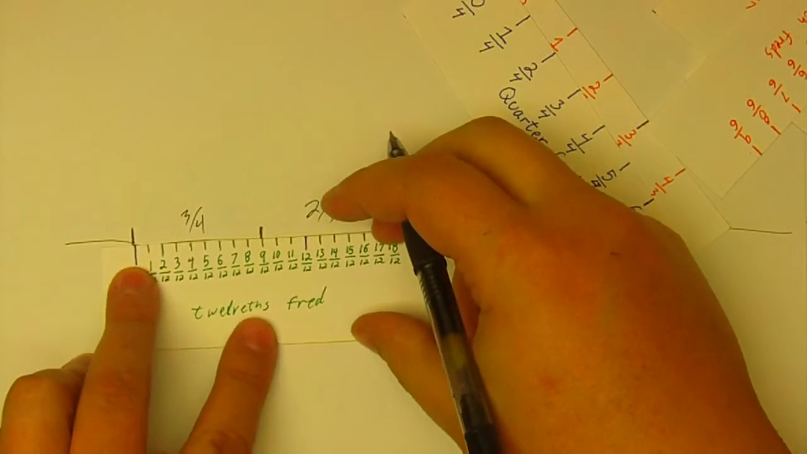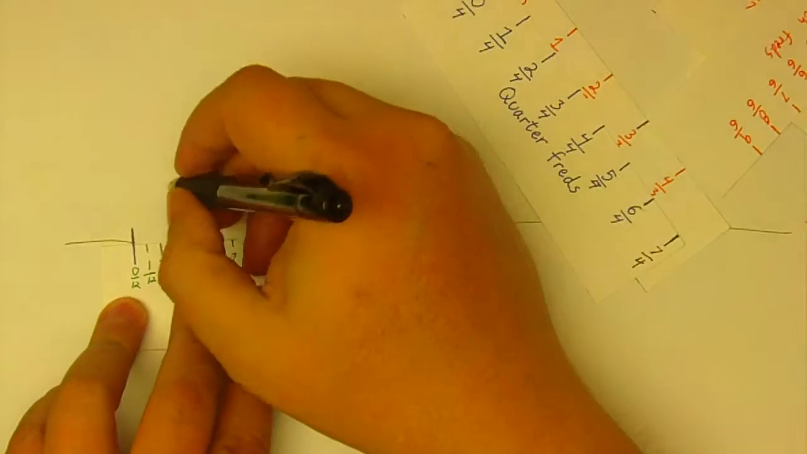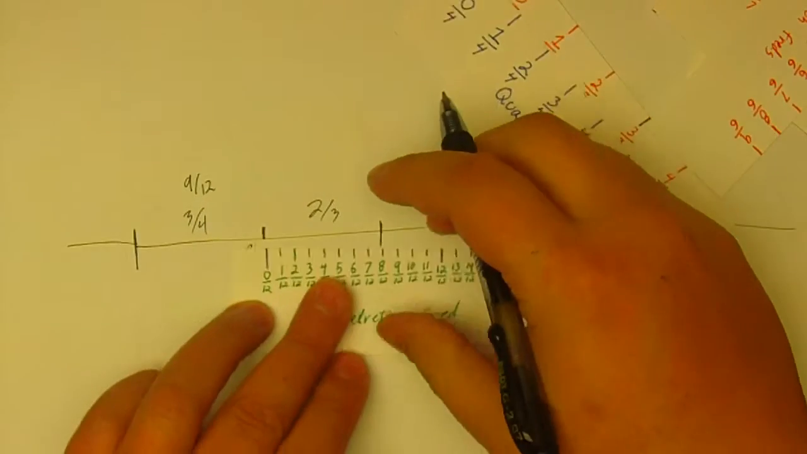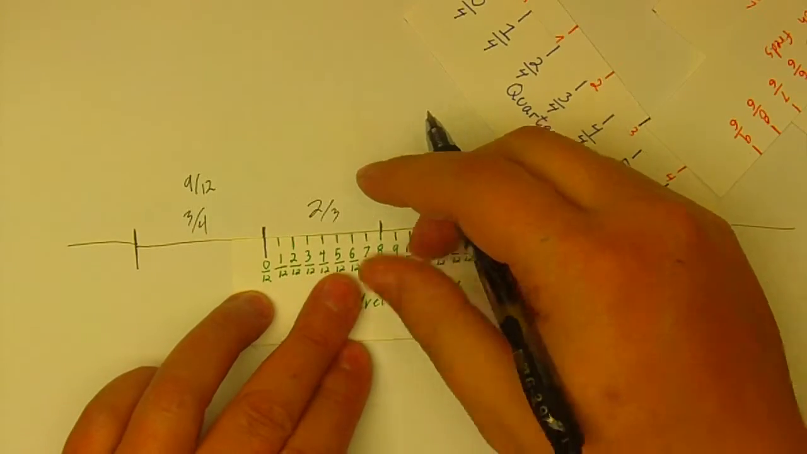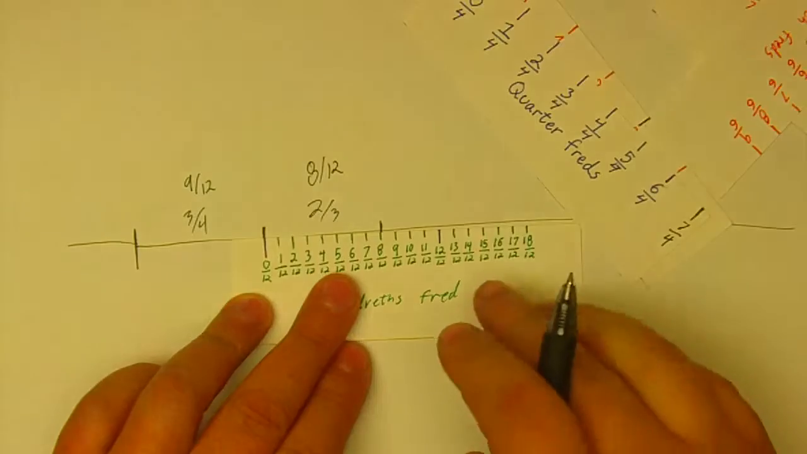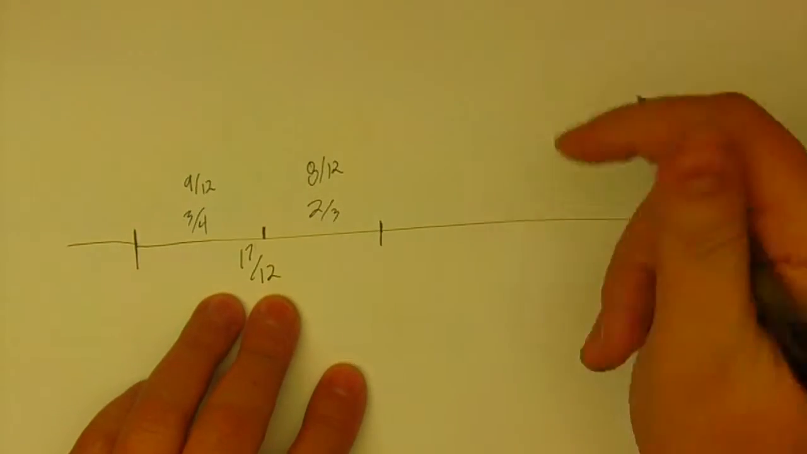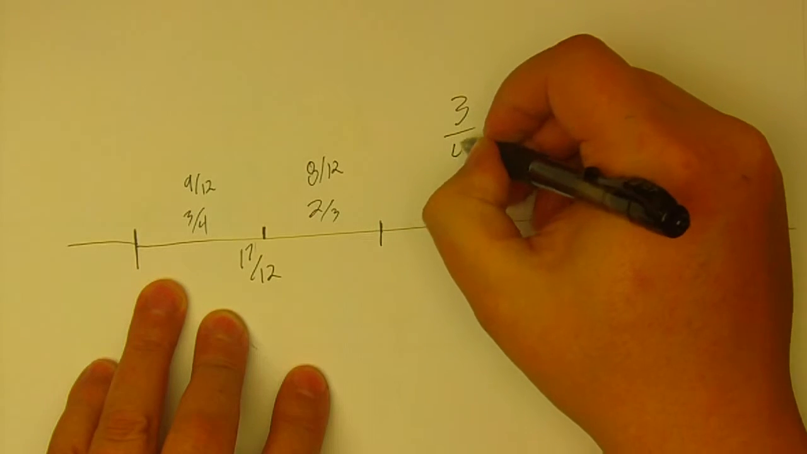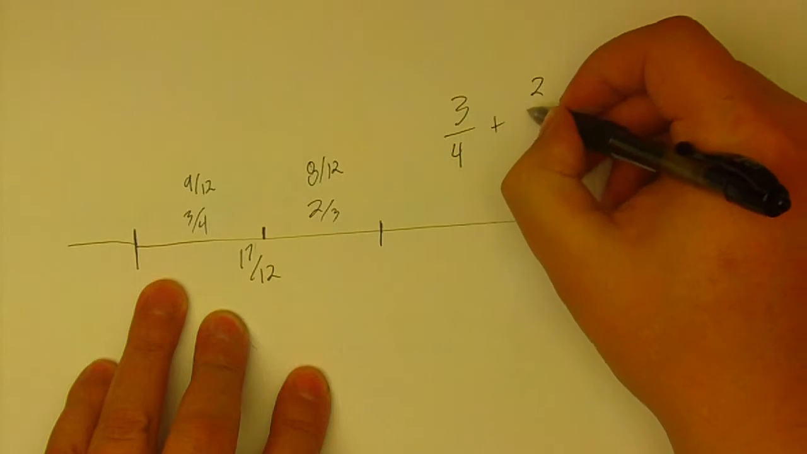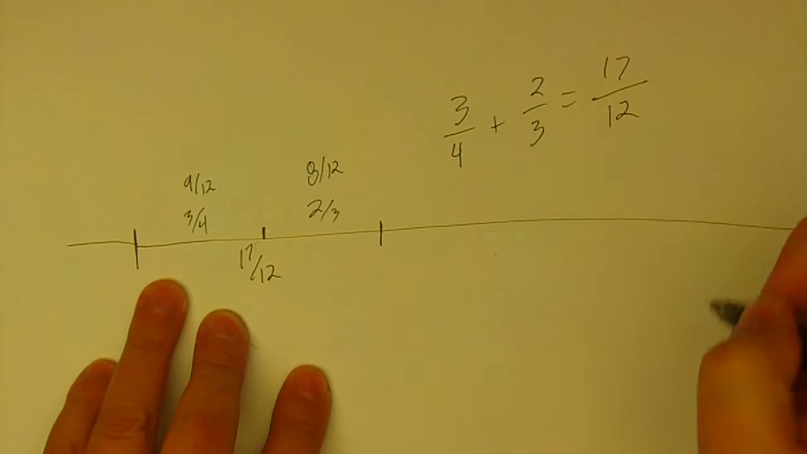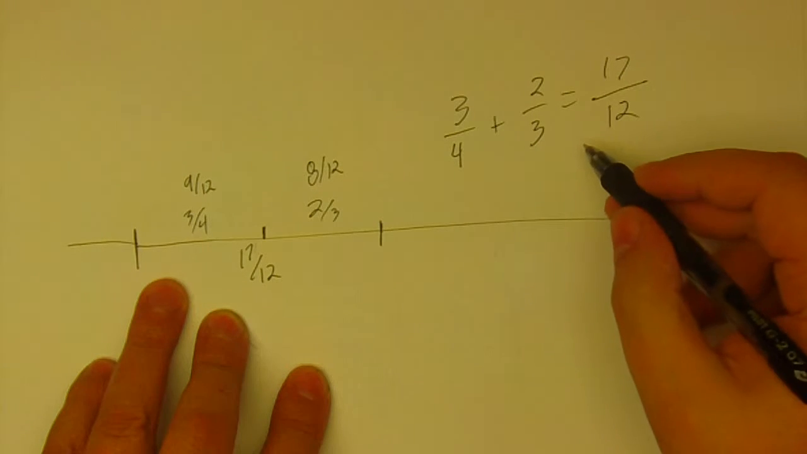And then if I measure that in twelfths, this is 9/12. And this is 8/12. So if I draw that out, I get my 3/4 plus 2/3 is equal to 17/12 up there.